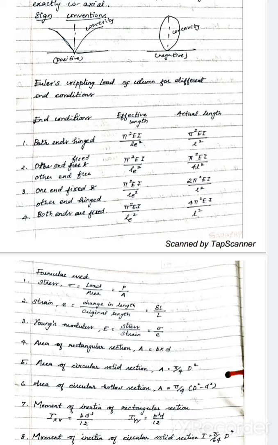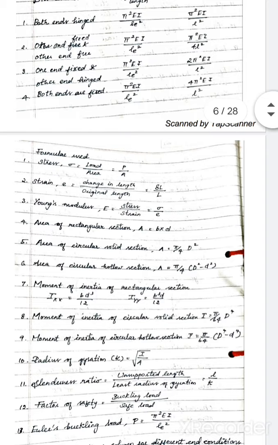In case 2, one end fixed, other end free, LE is equal to 2L, so it is termed as pi square EI by 4L square. In the third case, one end fixed, another end hinged, pi square EI by LE square, LE is equal to L by root 2, so it is mentioned as 2 pi square EI by L square. If both ends are fixed, LE is equal to L by 2, so 4 pi square EI by L square. The formulas which we use for the further problems, you're going to solve the problems based on these formulas.